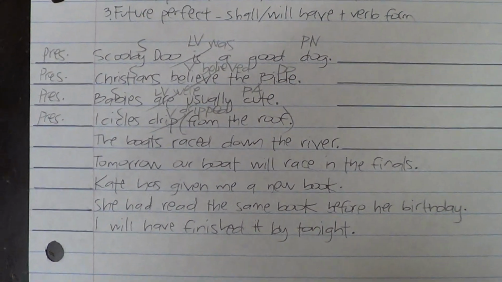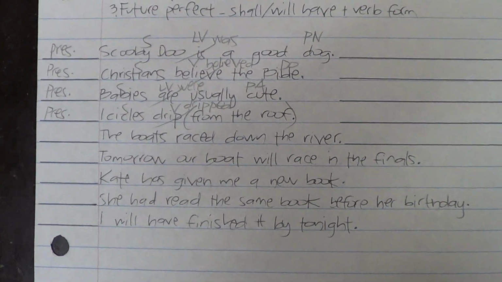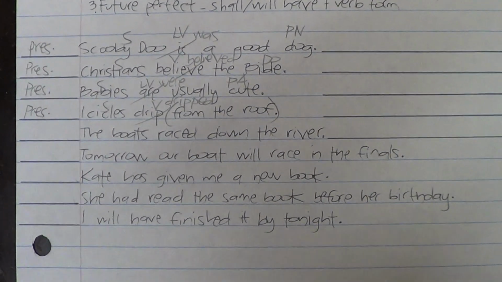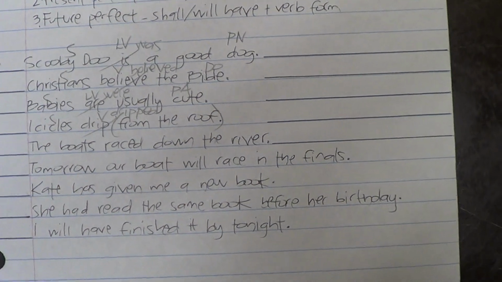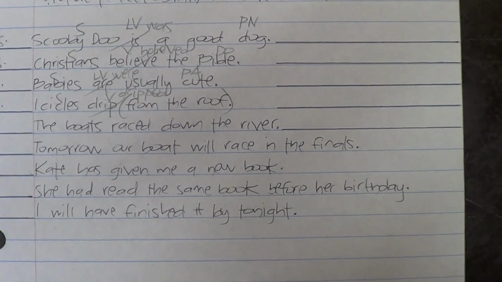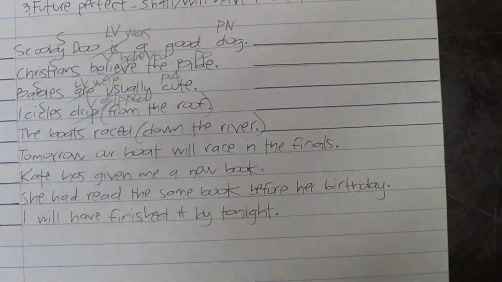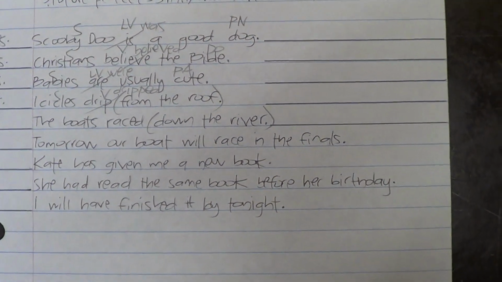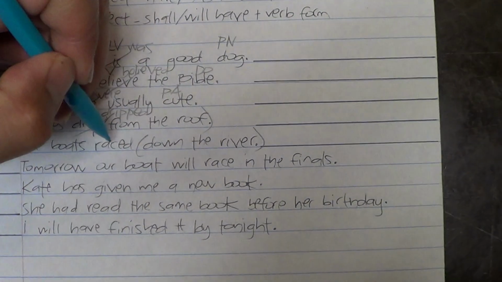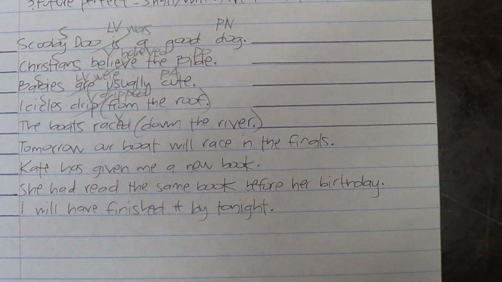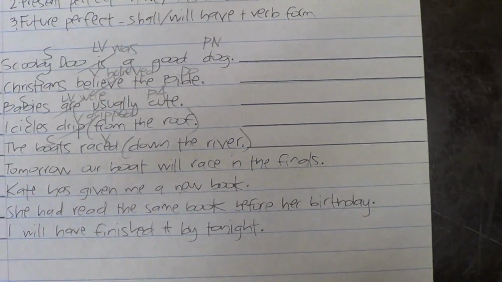Alright, let's take a look at these last tenses here. It says the boats raced down the river. Do you see any prepositional phrases? Hopefully you do. Anything a mouse can do to a log. A mouse can go down a log, so down the river. Okay, good. What do you see as the verb? Good, raced. And that's action. Who or what raced? Boats raced.